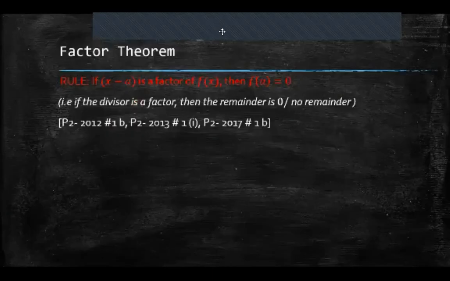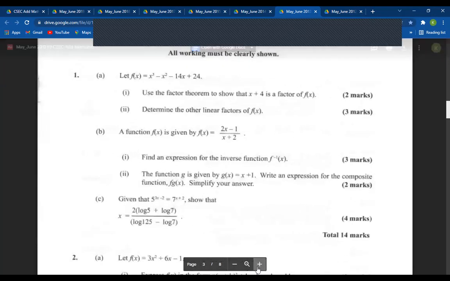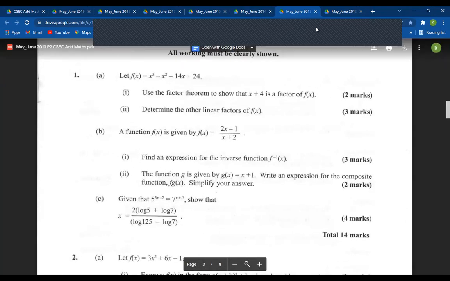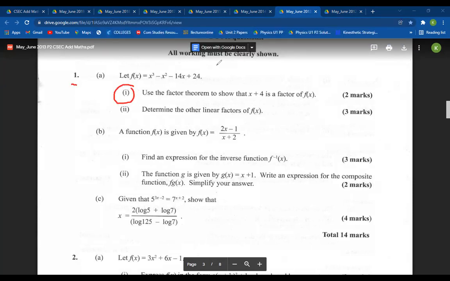So let's practice some questions. Let's just go straight to the past paper for this one. Number 1, B. Oh gosh, why are these questions only to find the value of B? Okay, let's do this one first. 2013, paper 2, question 1, part A, part 1. That's what we're doing. So just copy down the question real quick. I will do it with you.